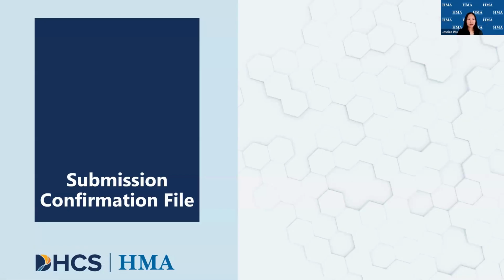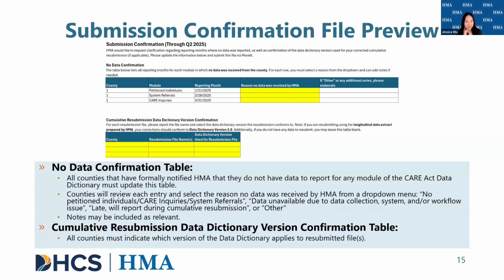Thanks, Cha. So now I'm going to go over the last file that will be included along with the QA report, which is the submission confirmation file. Next slide, please. The purpose of this file is to just confirm why data was not received for certain months, as well as to indicate the data dictionary versions used in your cumulative resubmission.